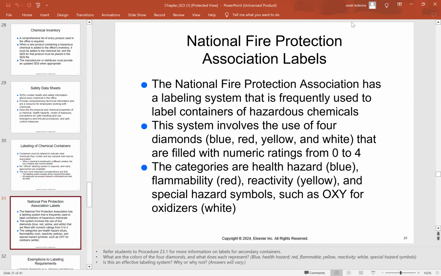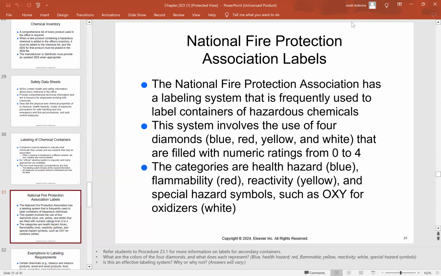The National Fire Protection Association has a labeling system that is frequently used. This system involves the four diamonds, the blue, red, yellow, and white, that are filled then with ratings 0 to 4. Categories of health hazard is our blue, flammability is red, reactivity is yellow, and then special hazard symbols such as OXY or oxidizers in white.